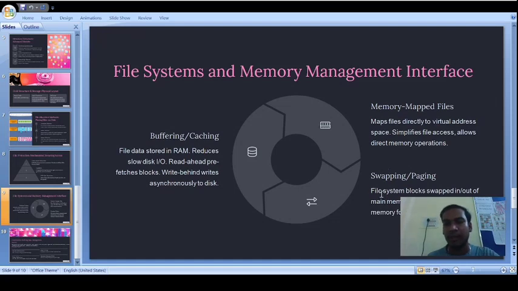Swapping and paging, where the file system blocks are swapped in or out of main memory, used by the virtual memory process for execution, where the user can access the file system blocks, which are directly swapped in or out to main memory.